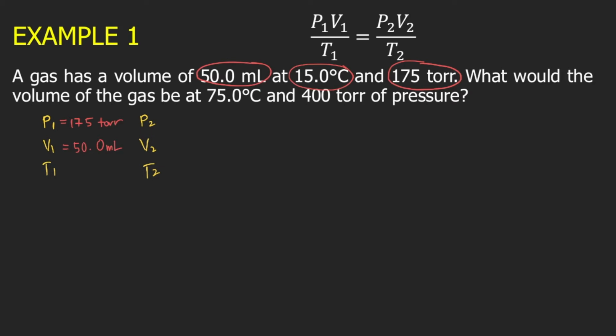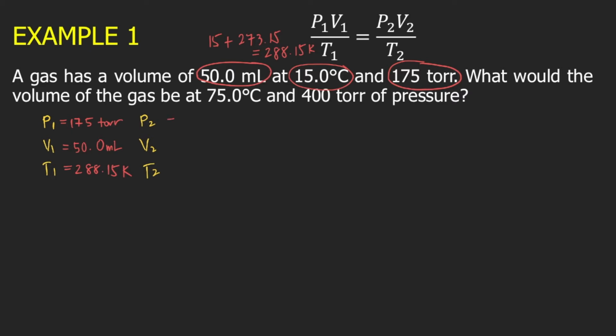273.15. So our temperature in Celsius is 15 degrees Celsius. You just add 273.15, and that is equal to what? That's equal to 288.15 Kelvin. So this will be our T1, 288.15 Kelvin.